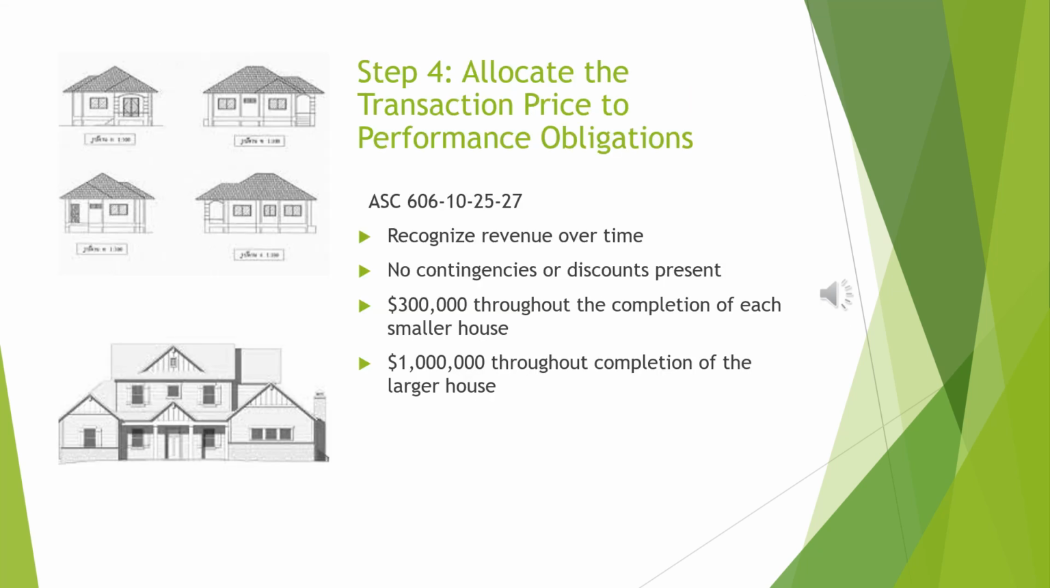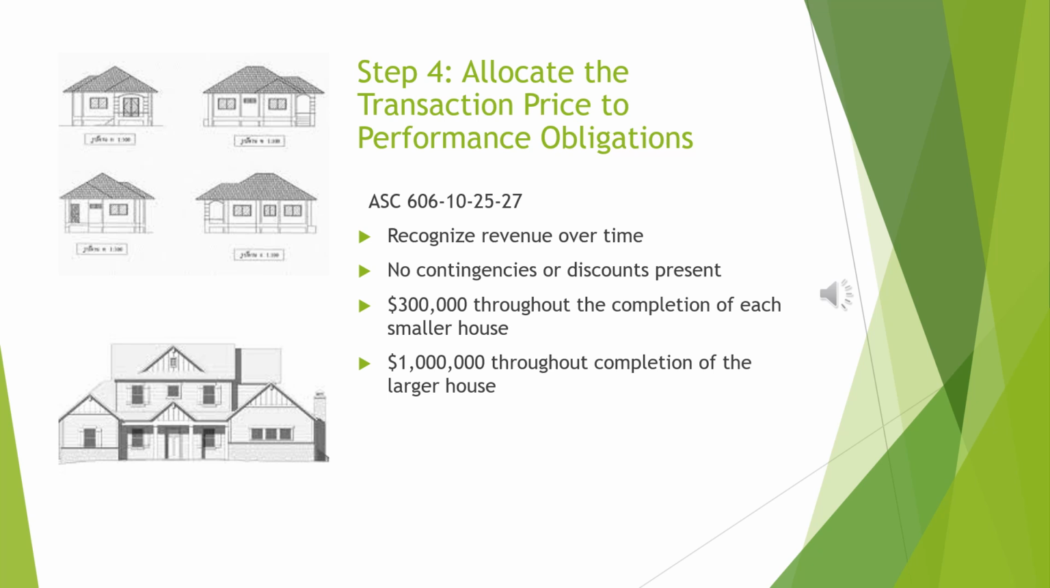Step 4. Allocate the transaction price to performance obligations. In accordance with ASC 606-10-25-27, revenue should be recognized over time. In order for revenue to be recognized over time, one criterion listed in this section of the code must be met. The contract between Buildings and Development and Community Real Estate meets criterion B because Buildings and Development will be creating assets that Community Real Estate controls. It is important to note that there are no contingencies or discounts present to be allocated.